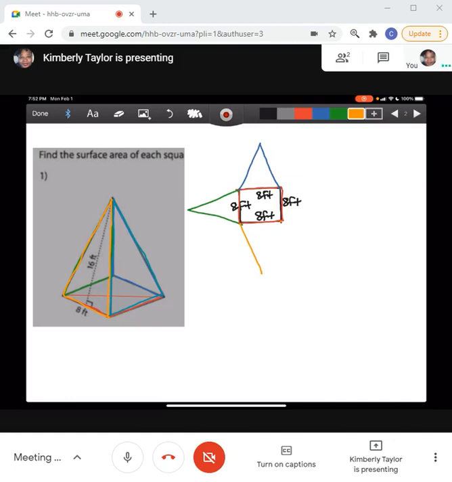Hi, Chris. This is for you, honey. So I'm doing the surface area one for you. This is a square pyramid, and so we're working on the surface area, okay?